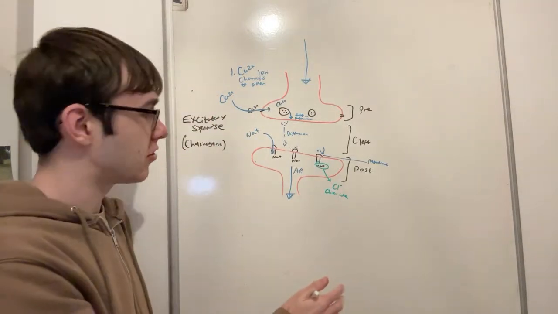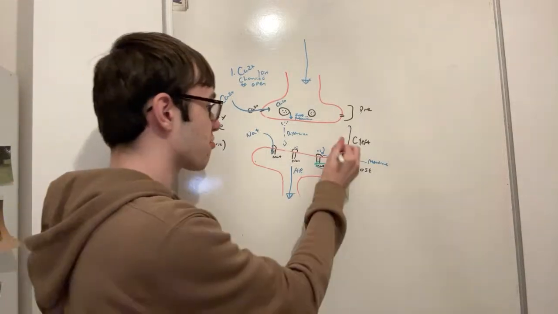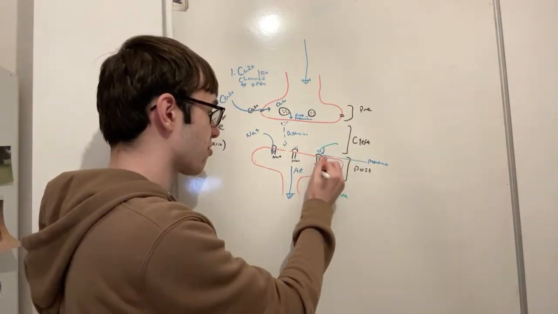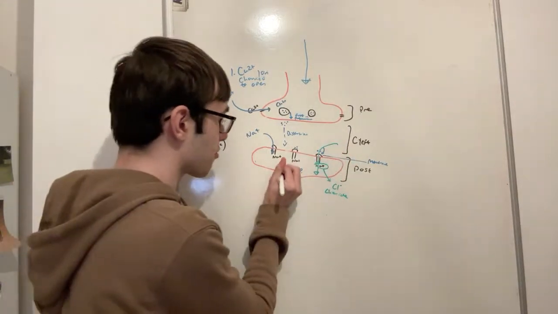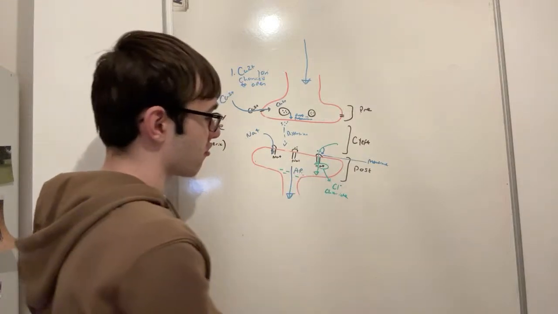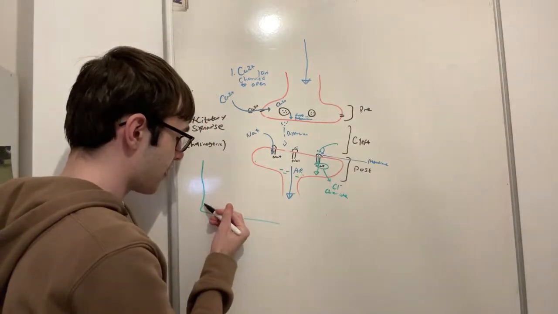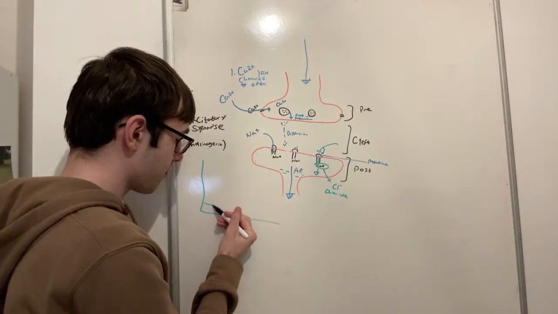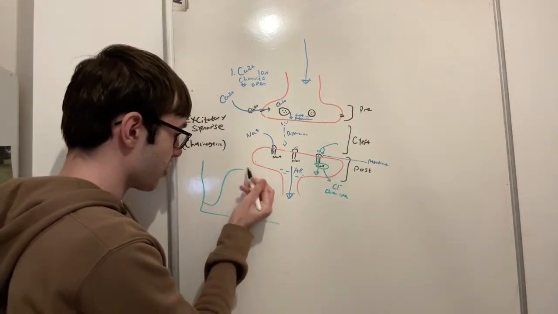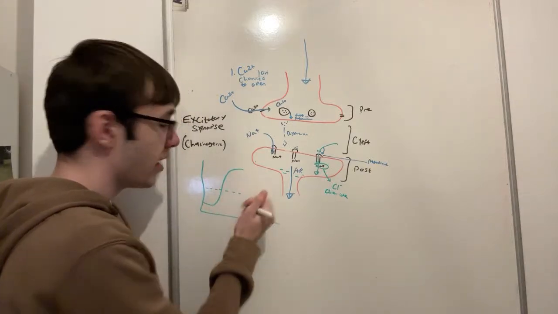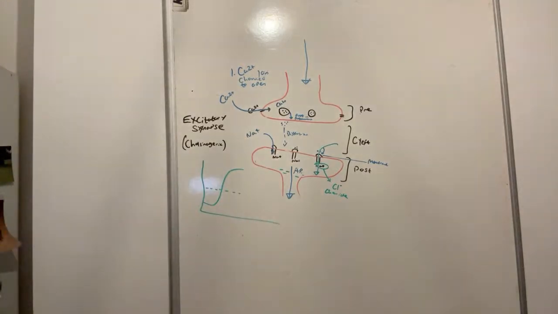These chloride ions are negatively charged. So what that means is when we have chloride ions diffusing in, it's going to create a negative potential, which, if we look at our action potential graph, obviously needs to reach the threshold potential in order to trigger.